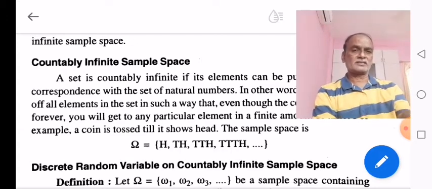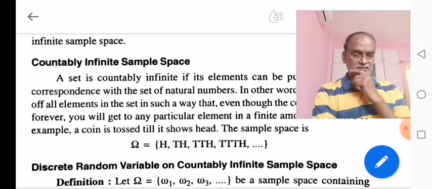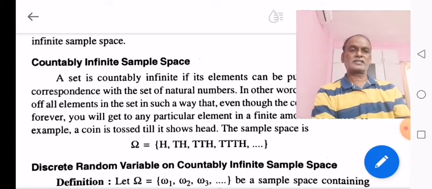Head, we can call it, is one trial required to get success. Second, TH, it will take number 2. How many trials are required to get head for the first time? There it is 2, and so on and so forth. One-to-one correspondence we can put.